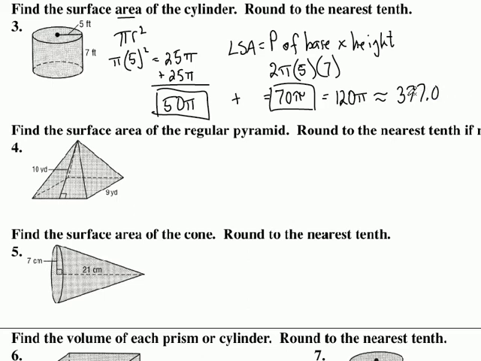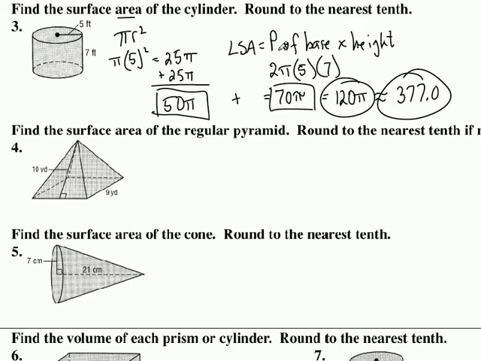I think it's 376.9 or something like that, and it does round to 377.0, right? And that's fine, just like that. Again, if you wanted to keep it 120 pi, it's fine with me, but the book will probably give an answer like that. All right, I hope that makes sense.